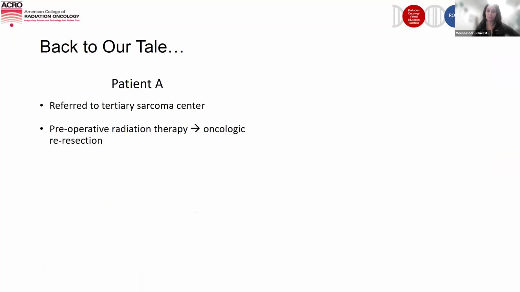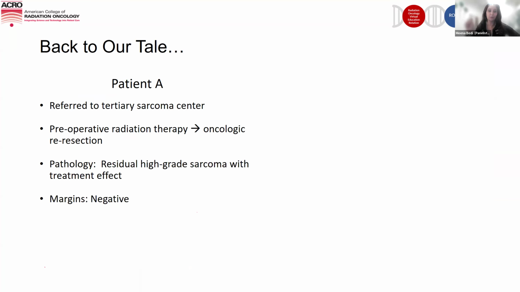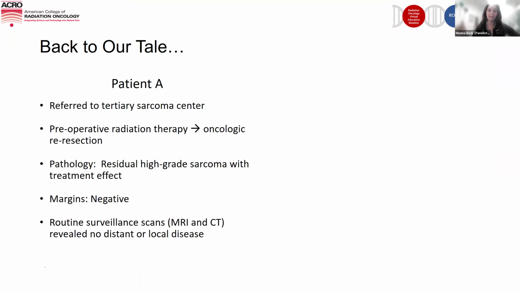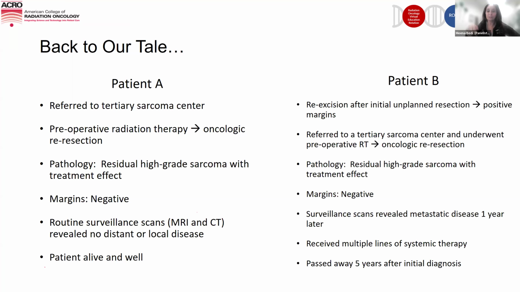So back to our tale. The first patient was referred to a tertiary sarcoma center after they had the core needle biopsy, underwent preoperative radiation, and path revealed high-grade sarcoma with some treatment effect. Margins were negative, did routine scans. Today, she's alive and well. Patient B, if you can go there. So underwent re-excision after the initial unplanned resection, had positive margins. So then went to the tertiary sarcoma center and underwent an oncologic re-resection. Path revealed a residual high-grade sarcoma with treatment effect. This patient did get preoperative radiation as well, preoperative, quote unquote. Margins were negative.